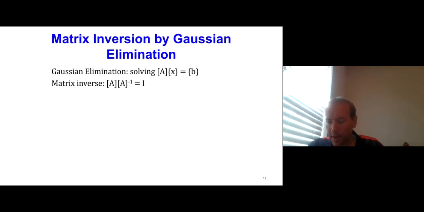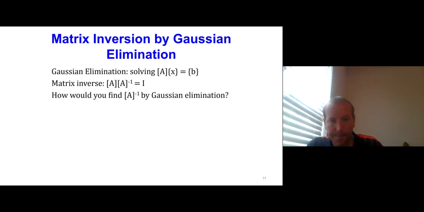Okay, and so the final concept we wanted to talk about in this lecture is this idea of matrix inversion. And so the basic idea here is that the inverse of the matrix is given by A times the inverse of the matrix equals I. And we're curious about whether we could solve for the inverse of the matrix by Gaussian elimination. I'll show you how that would work. So as we discussed before, the identity matrix is just ones down the diagonal and zeros everywhere else.